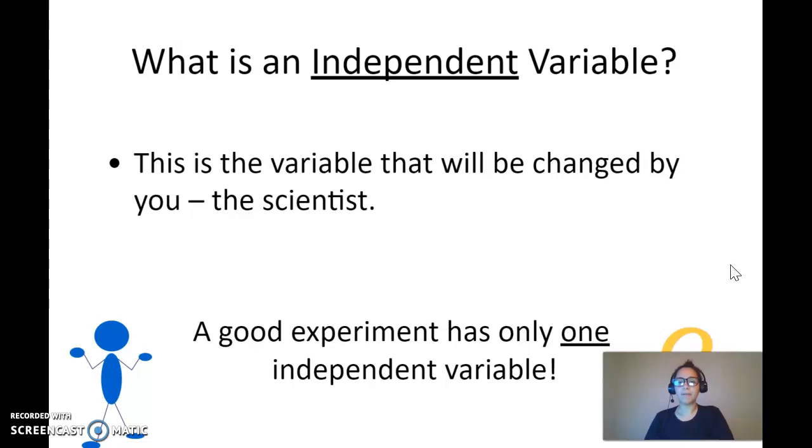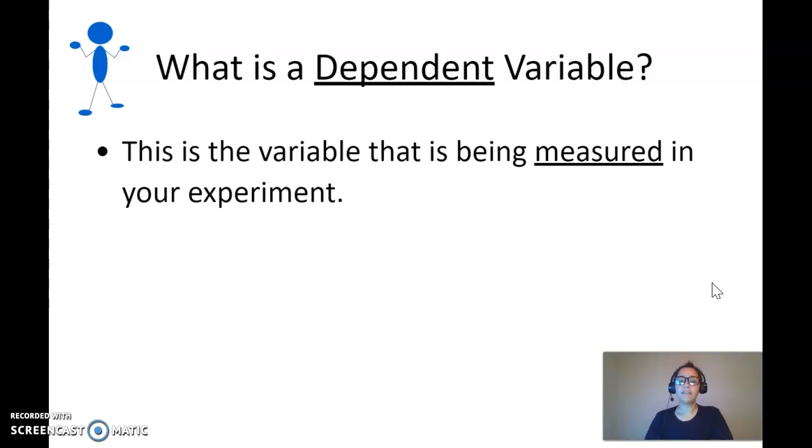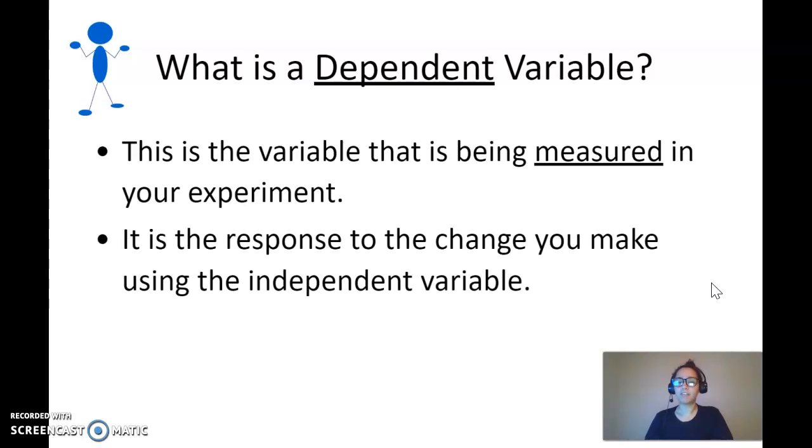So an independent variable is the thing, again, that is changed by you as the scientist. And a good experiment only has one independent variable. When we have too many, we don't know what's actually affecting the change. We don't know which of the independent variables is contributing to the dependent variable. And the dependent variable is the thing that is being measured in our experiment. And it is the response to the change that you make using the independent variable, which again is why we only want one.